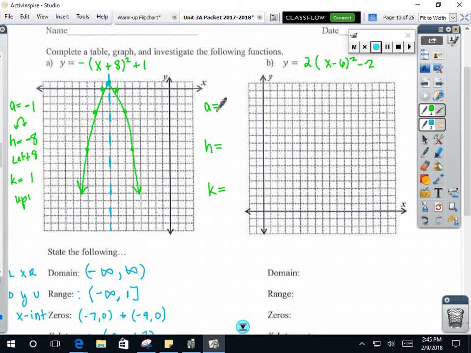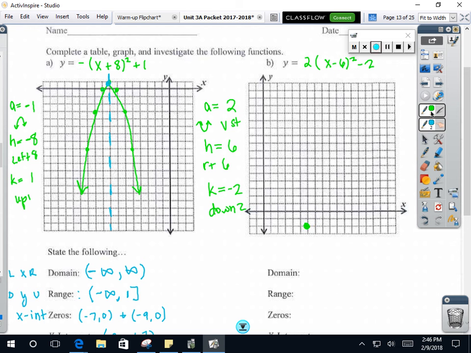What does the A tell me? Yeah, 2 is greater than 1, so it's going to be a vertical stretch. And is it going to open up or down? Up, because it's a positive 2. What is the H? No, positive 6. Remember that minus is from the formula, x minus h. So it's just a positive 6, which will shift the parabola how? Right 6. And what is the k? Down 2. So we can leave the origin and go right 6, down 2, and that is your vertex.